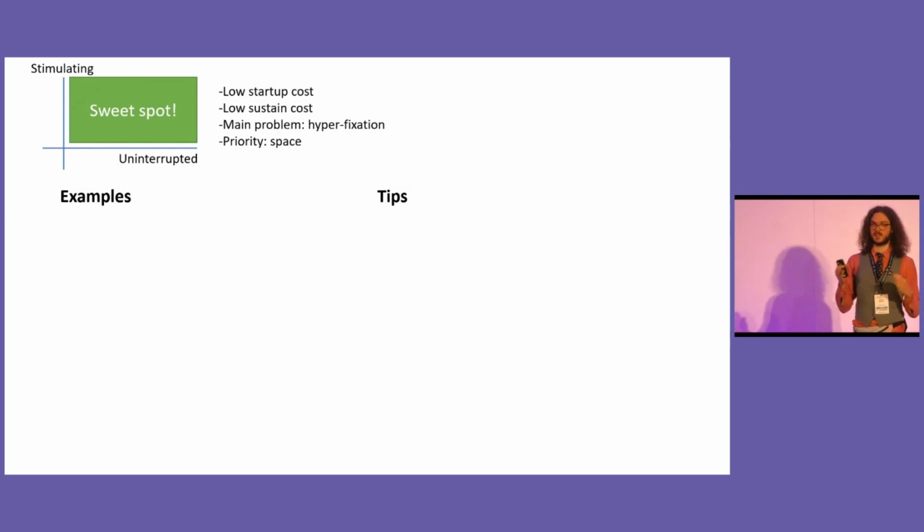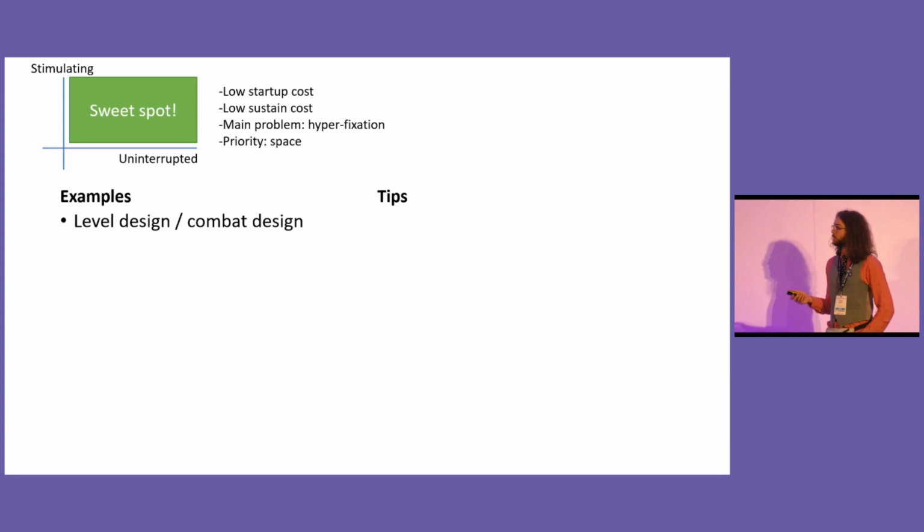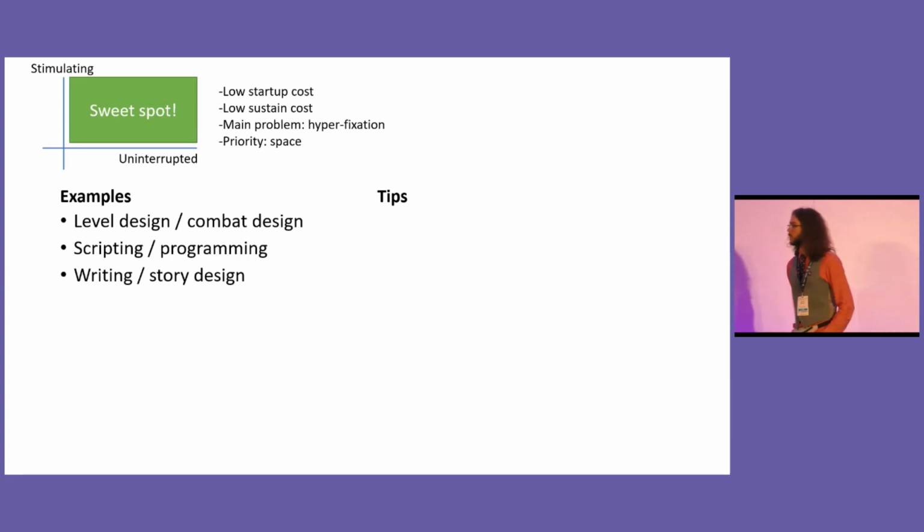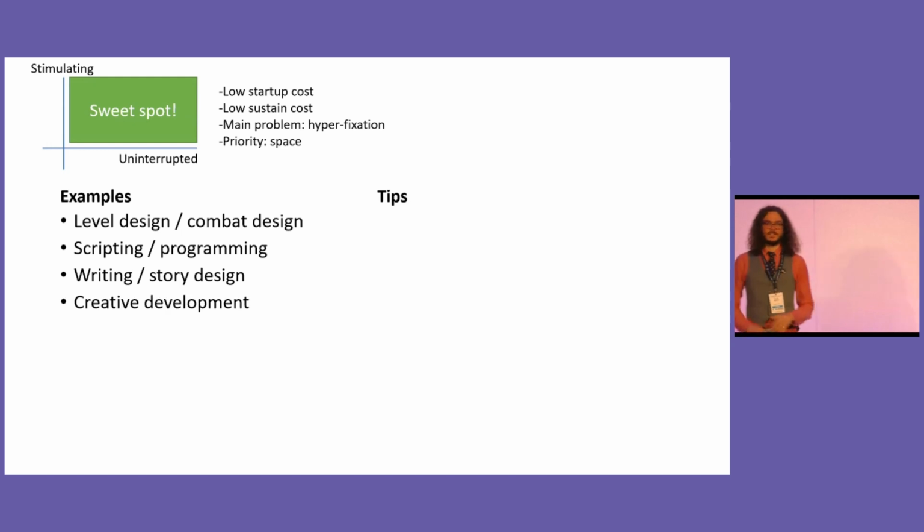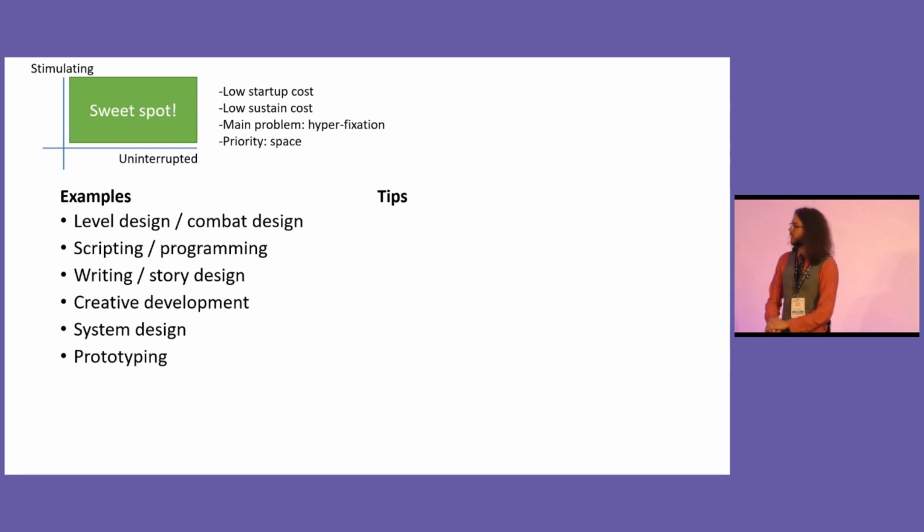Priority here for maximizing efficacy is to create a space for yourself. We'll talk about it a bit later. So some examples for me: level design, combat design, scripting, programming, writing, story design, creative development, system design, prototyping. Basically anything that lets you sit there and do the work and not have to be interrupted by anything. And it's like a fun, big challenge. That's the kind of thing that I can sink my teeth into.